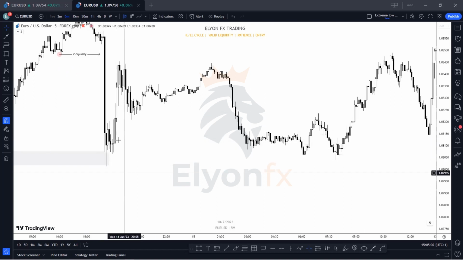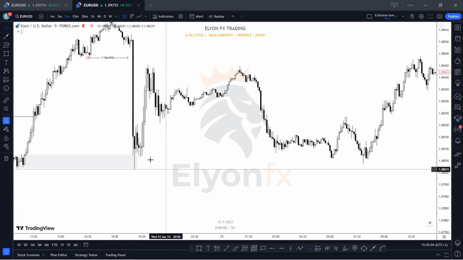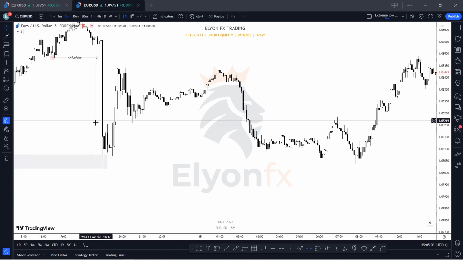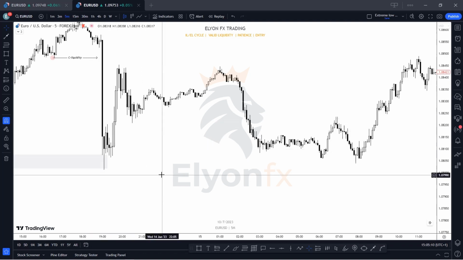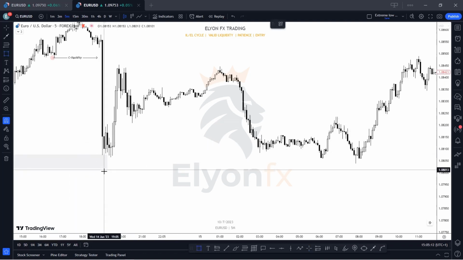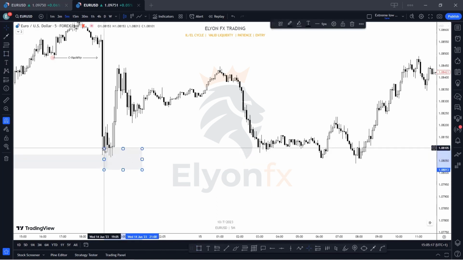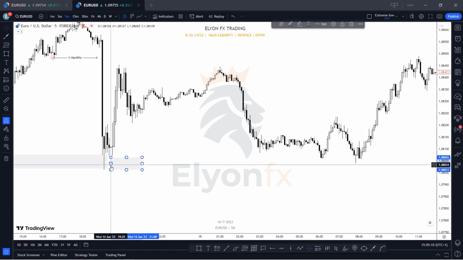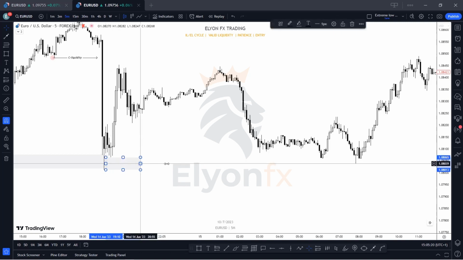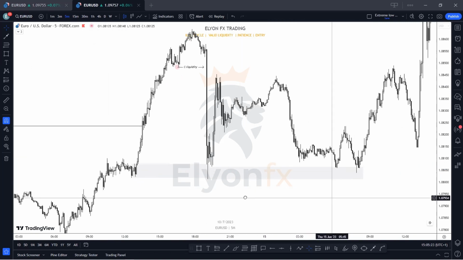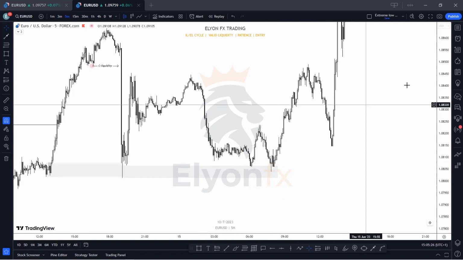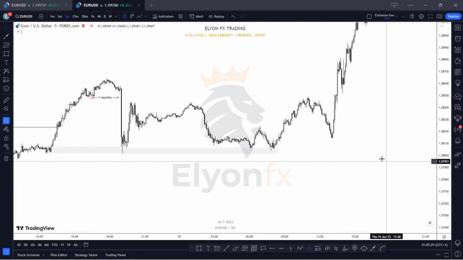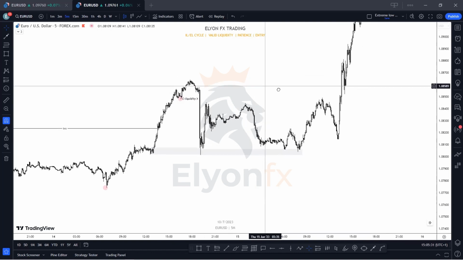This was after London close, so I wasn't really looking for entry. So if you go to your lower time frame, you will see that there is a form of change of character here, and I think on the 1 minute time frame there was an unmitigated order block, probably somewhere around here. So London session the next day, I was able to get this buy. So that is how I approach it.